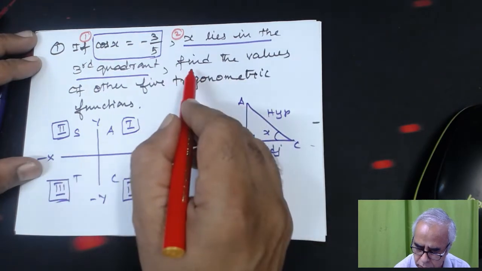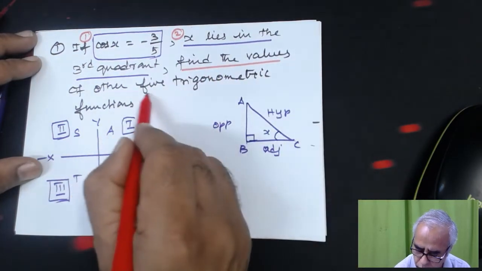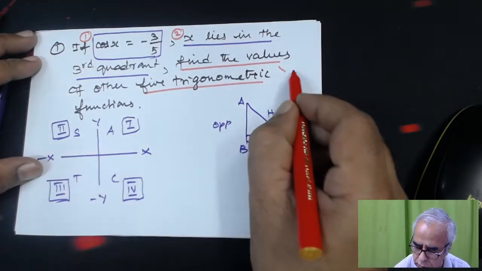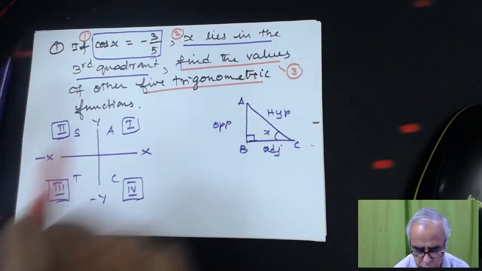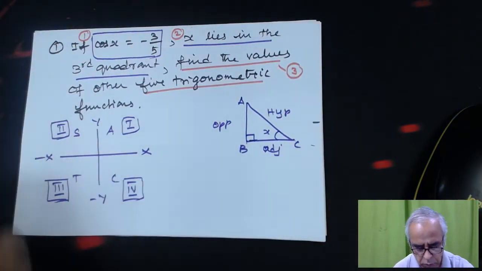And what we are supposed to find out? Find the values of other 5 trigonometric functions. So this is the third point and it has to be found out. Okay. So given, let us work out the given.